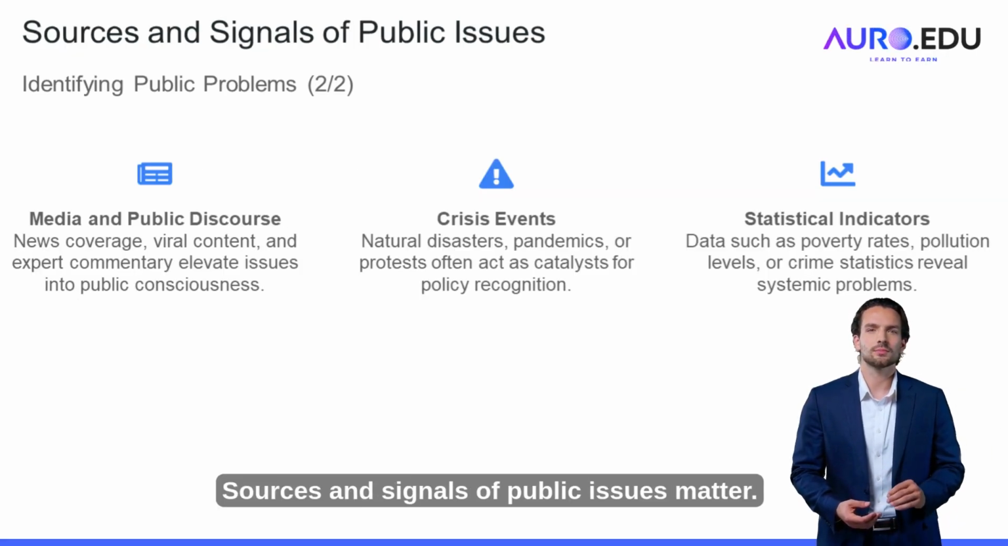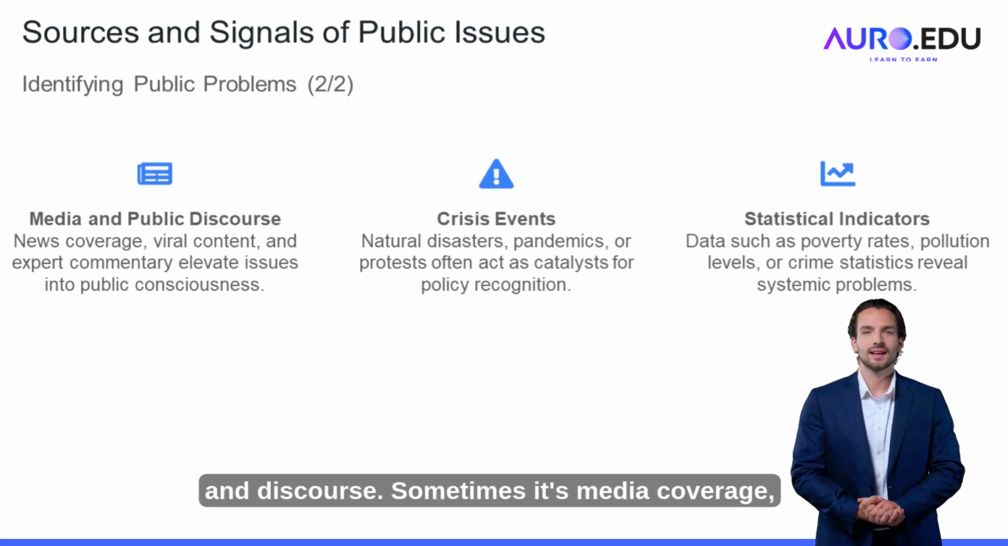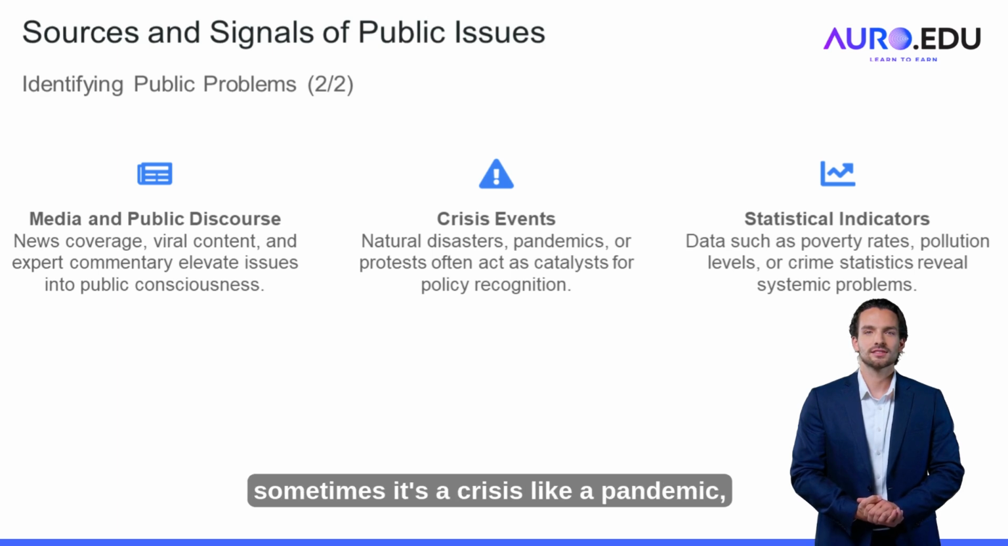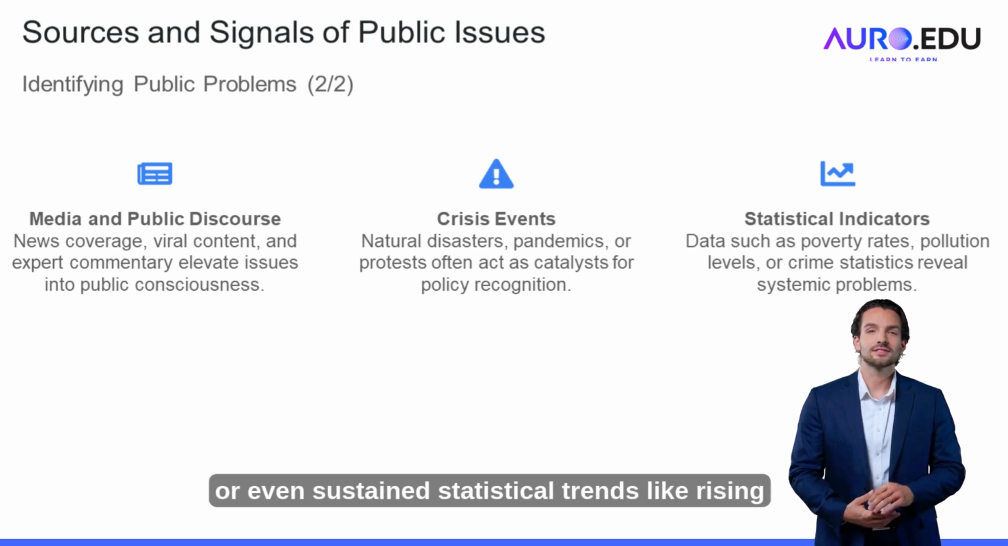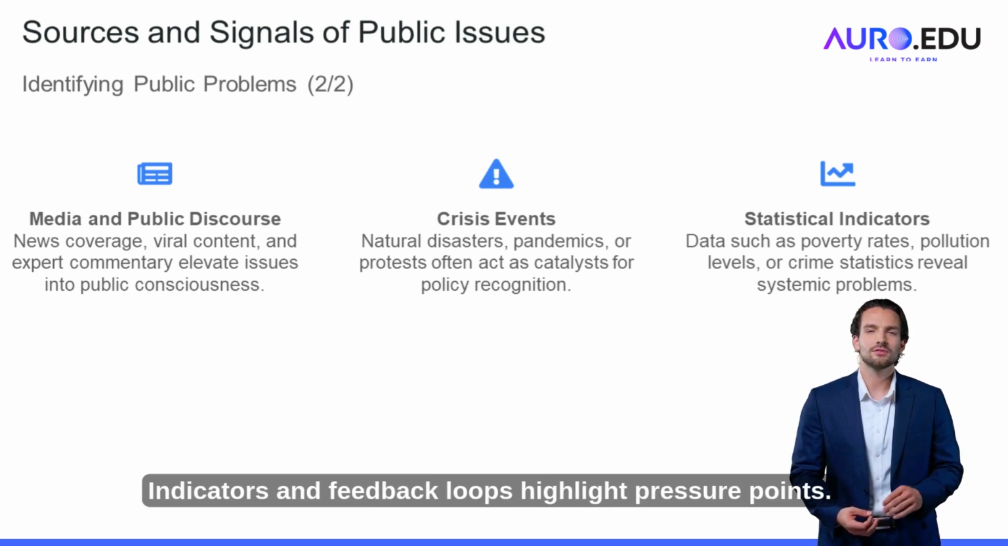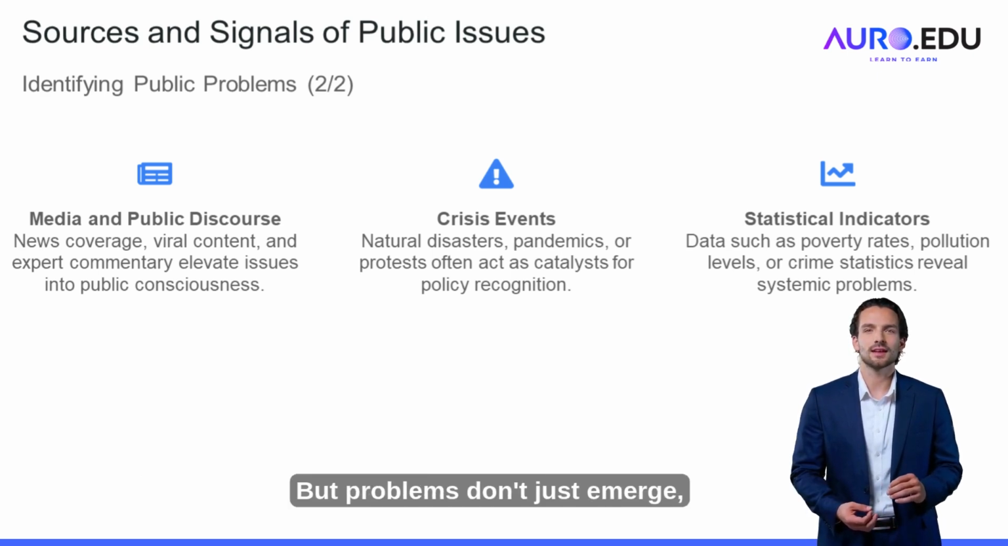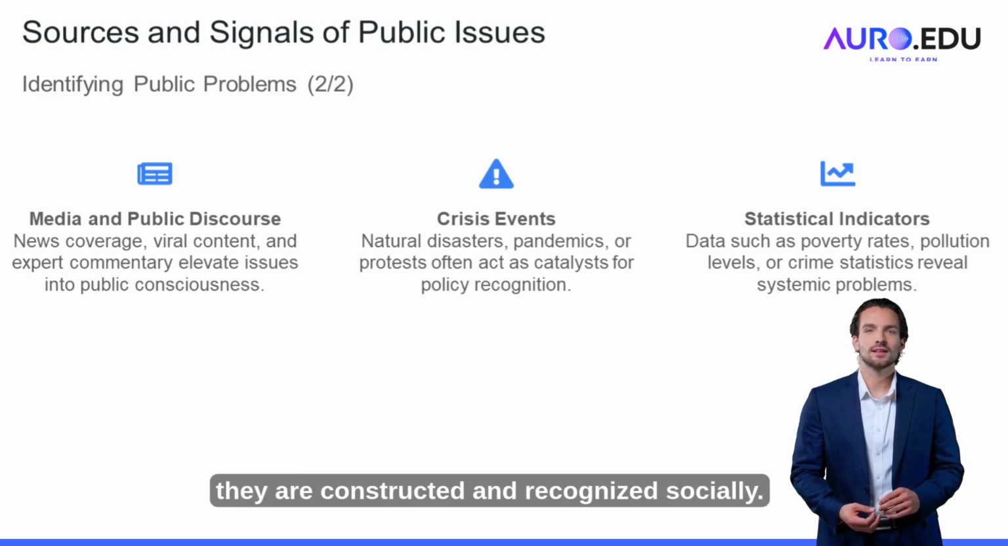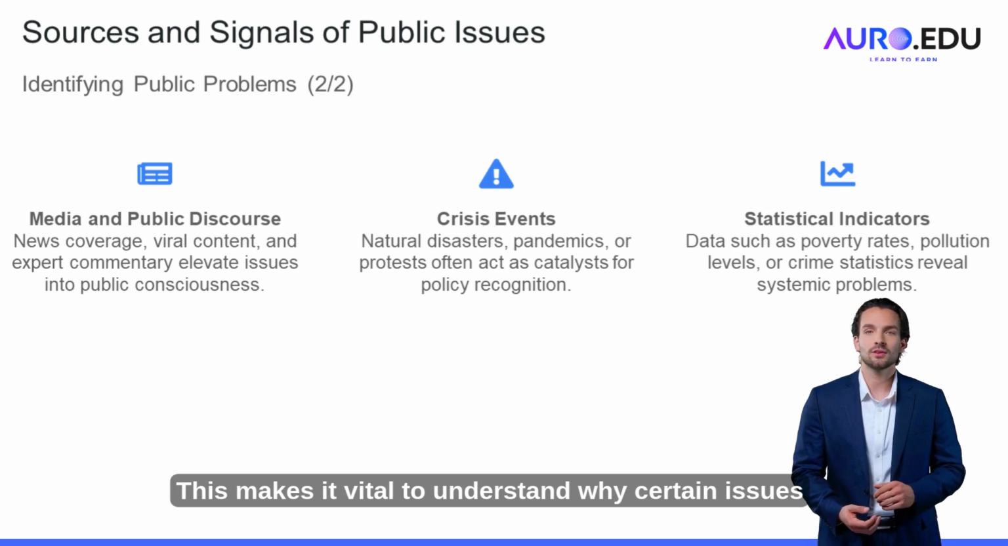Sources and signals of public issues. Problems come into view through data, events, and discourse. Sometimes it's media coverage, sometimes it's a crisis like a pandemic, or even sustained statistical trends like rising inequality. Indicators and feedback loops highlight pressure points, but problems don't just emerge, they are constructed and recognized socially. This makes it vital to understand why certain issues rise to prominence while others remain invisible.